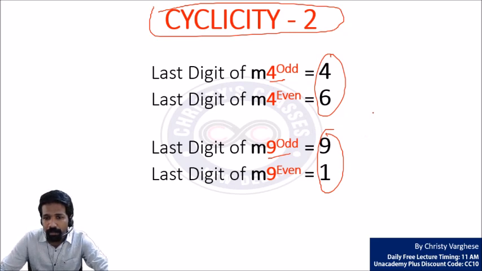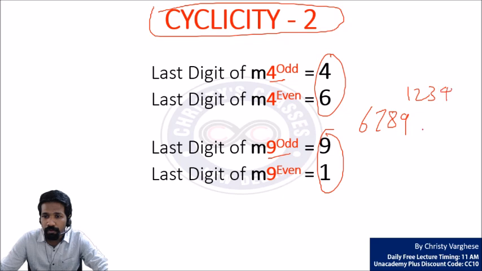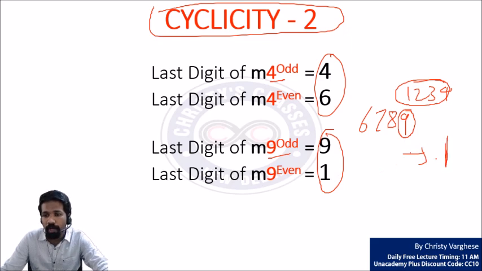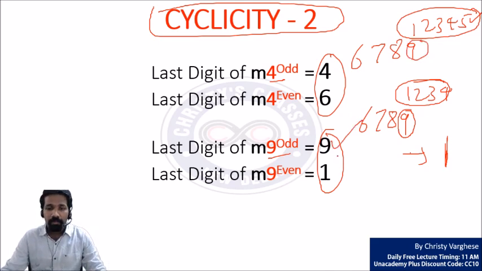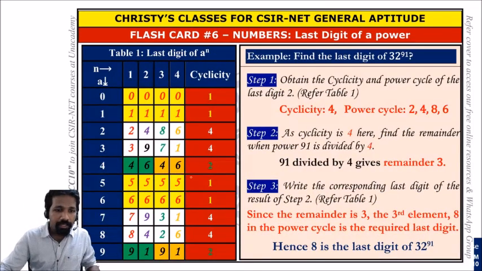Let me give you an example. If it is like 6789 raised to 1234, what will be the value? 6789 raised to 1234, what is the last digit? Only this 9 matters. 9 raised to an even power means the second element in the power cycle, 1. If it was 6789 raised to 12345, that is an odd power, 5 ending number, odd power. 9 raised to an odd power, 9 will be the answer. I think that is also clear, and that is what you are seeing in the power cycle here.